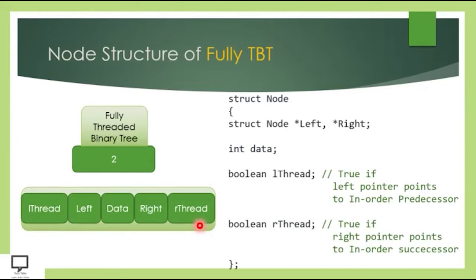Let's see the representation in a programming language. So I am going to use a structure for the representation of this node. All of you know that the left pointer will hold the address of the left child or the left thread. This right pointer will hold the address of the right child or the right thread. This data field will hold the information part of your node structure, and the main part is L thread and R thread, as they are of type boolean.